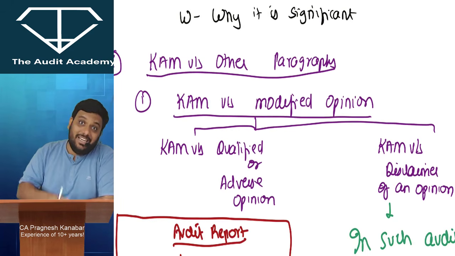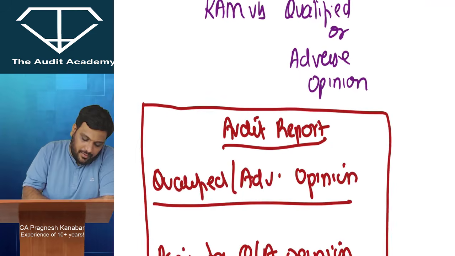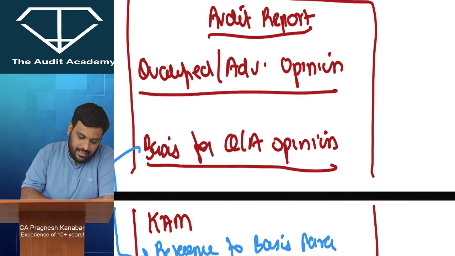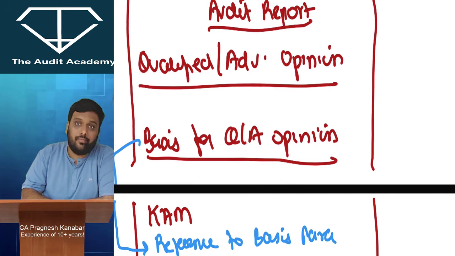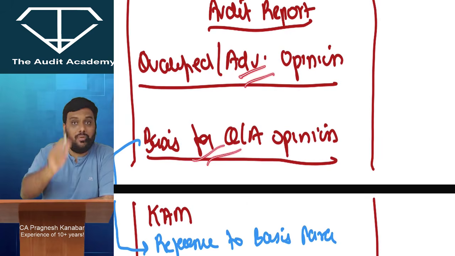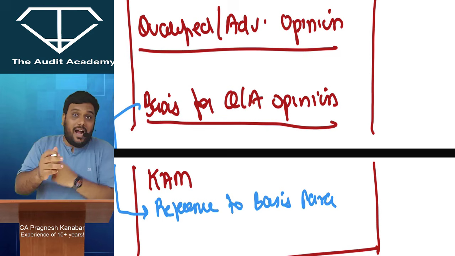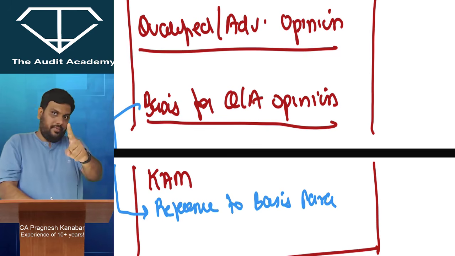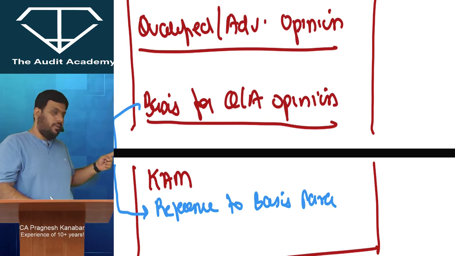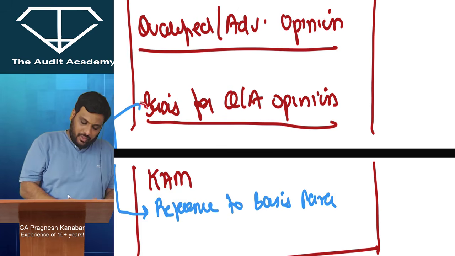And that is the reason, listen to me very carefully now. If you have given a qualified or adverse opinion, then in such an audit report, you will write the qualified or adverse opinion. Below that, you will give the basis for qualified or adverse opinion. But in key audit matters, you can't ignore that this is also a key audit matter. This has been communicated with those charged with governance, and it is a matter of utmost significance also. That is the reason that in key audit matters, you will give a reference to this particular paragraph.